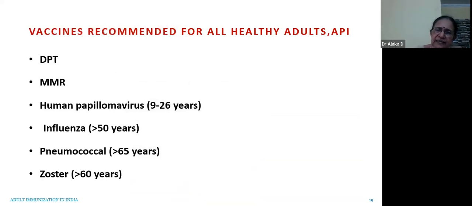So the vaccines which are recommended for all healthy adults, this is the API which recommends, is DPT, MMR, human papilloma virus between the age group of 9 to 26 years, influenza for all people above the age of 50 years, pneumococcal vaccine above the age of 65 years, and zoster vaccine, which has been very recently marketed, for more than 60 years of age. So these are the vaccines recommended for the healthy adult population. And naturally, these are the vaccines recommended for all those immune compromised conditions.